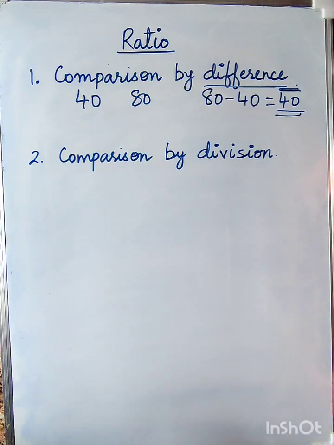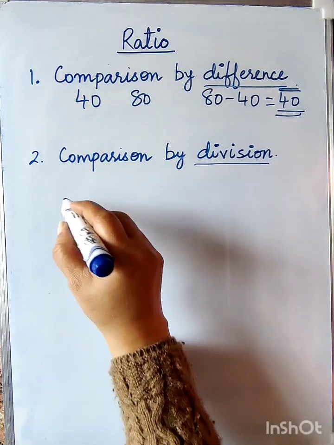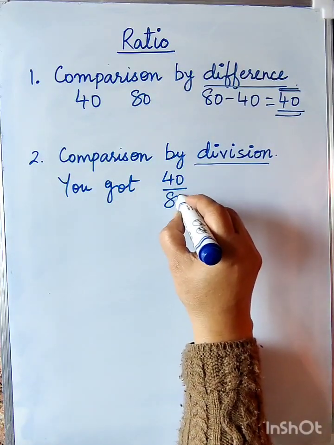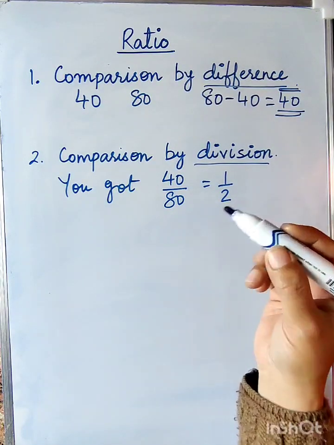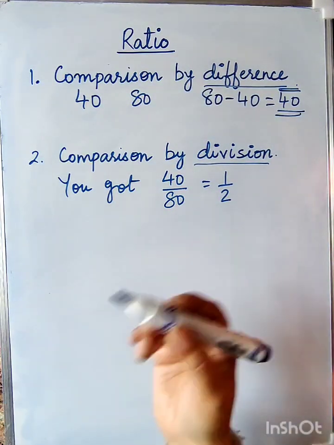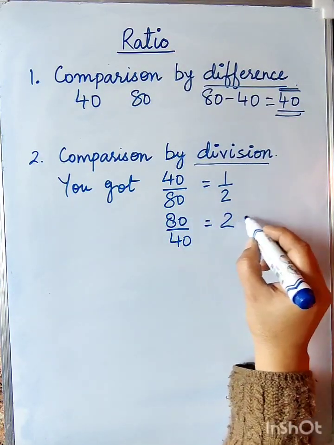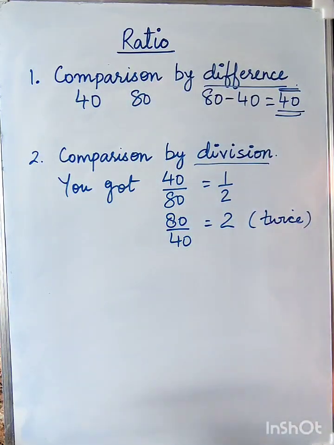Another way where you can compare the two quantities is by division. Now suppose you can say that you got 40 out of 80, that is 1 by 2 in the lowest term, or you can say half of the marks that your friend got. Or your friend can tell his parents that he got 80 by 40, or twice the marks, 2 times the marks you got in your maths paper. So this type of comparison where you are comparing the quantities by division is called the comparison by division.